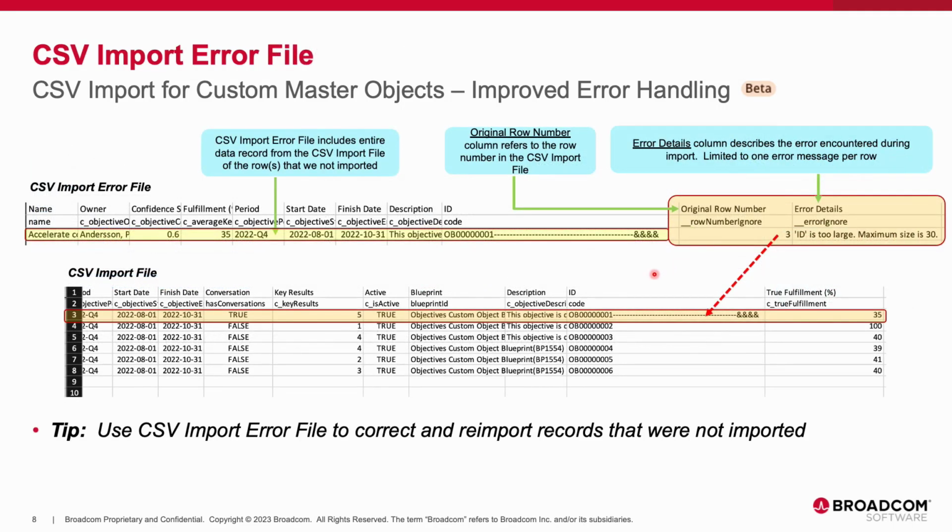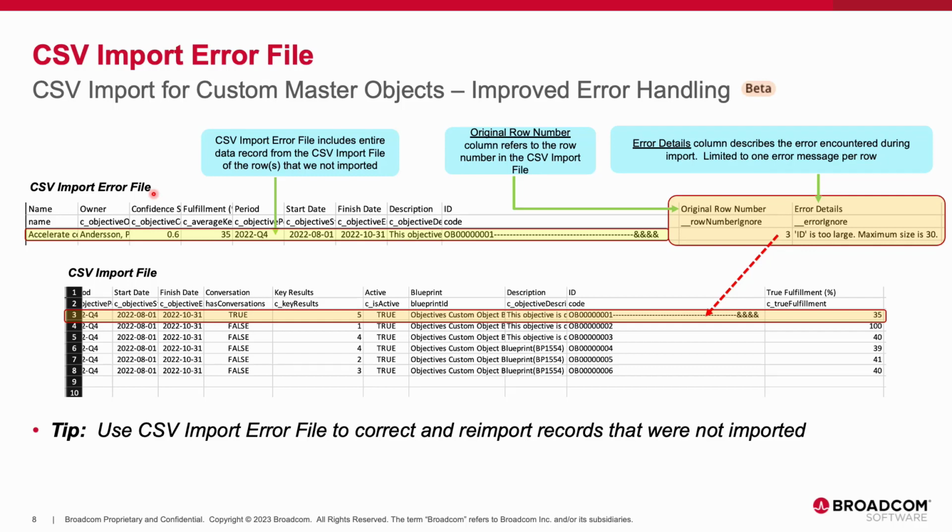So let's discuss the CSV import error file. Here I have a screenshot of a CSV import error file and its corresponding CSV import file where the errors were generated from. The first item is that the CSV import error file contains the entire row from the CSV import file. And because it's a CSV, you can use it to re-import that record back into Clarity after you have corrected the errors.